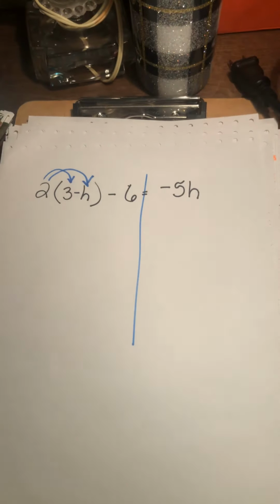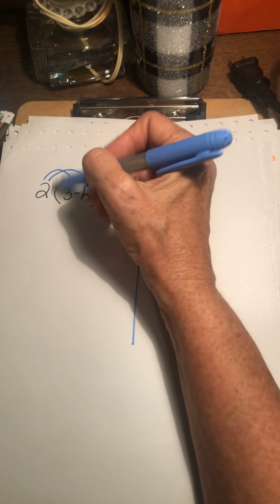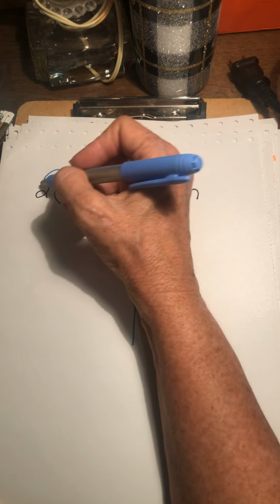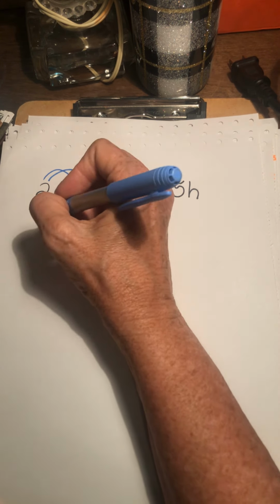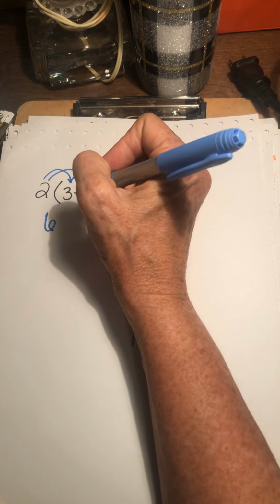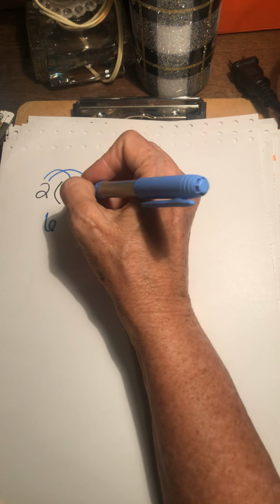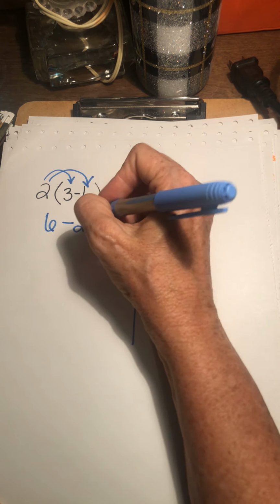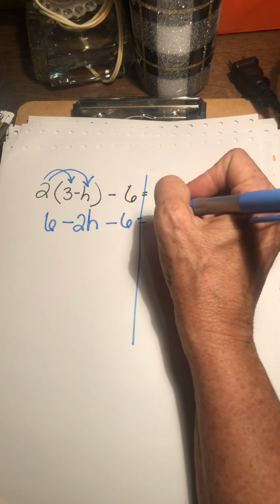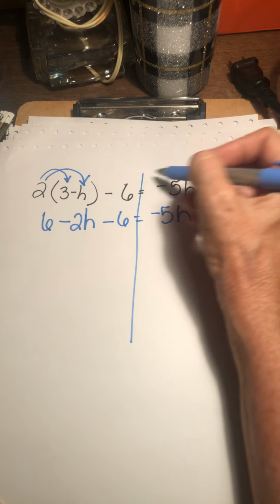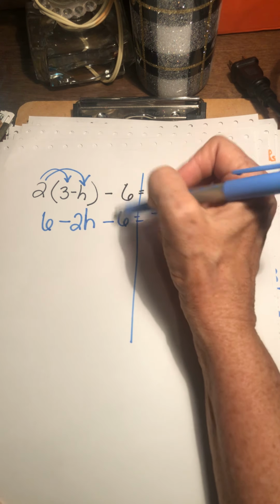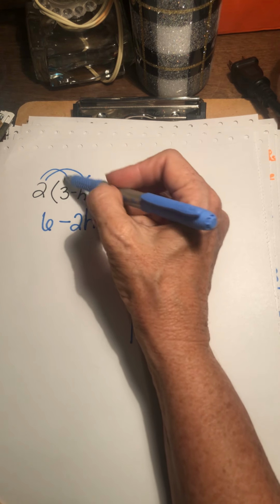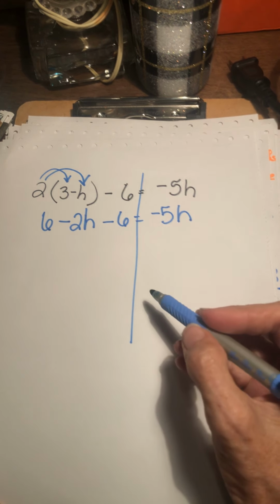And why am I multiplying? Because the 2 and the 3 are butt up against each other. So I need to multiply. There's no sign in between to say any other way to do it. So 2 times 3 is 6, and 2 times h is 2h, and it's a negative. -6 equals -5h. So I copied this straight down the way it was. I copied this the way it was. The only difference here is this and this have been multiplied.